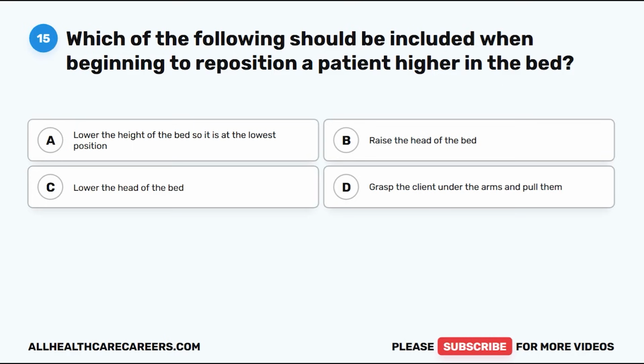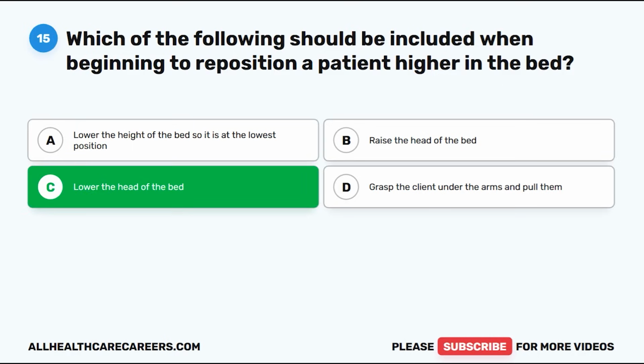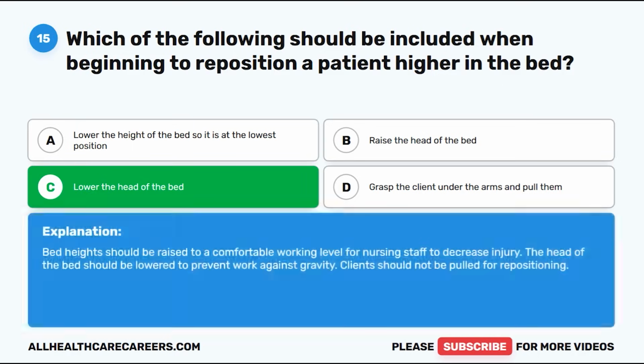The correct answer is C. Lower the head of the bed. Bed heights should be raised to a comfortable working level for nursing staff to decrease injury. The head of the bed should be lowered to prevent work against gravity. Clients should not be pulled for repositioning.